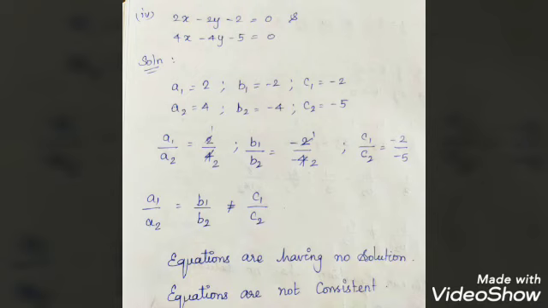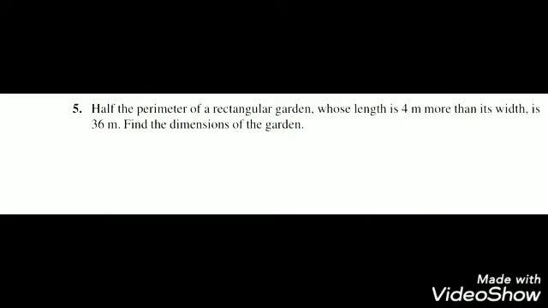The same thing, your fourth subdivision, 2x minus 2y minus 2 equal to 0, 4x minus 4y minus 5 equal to 0. Find out the ratios, a1 by a2 equal to 1 by 2, b1 by b2 is equal to minus 1 by 2, c1 by c2 is equal to minus 2 by 5. Here also a1 by a2 equal to b1 by b2 but not equal to c1 by c2. So no solution, which means not consistent. Not consistent means no need to draw graph.